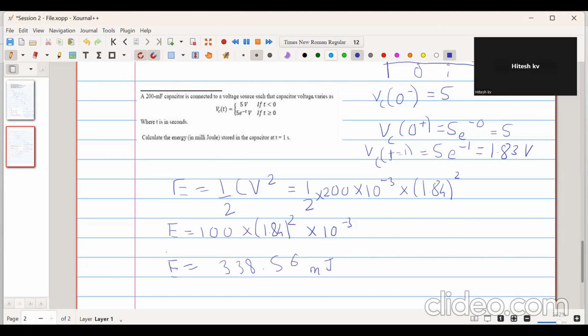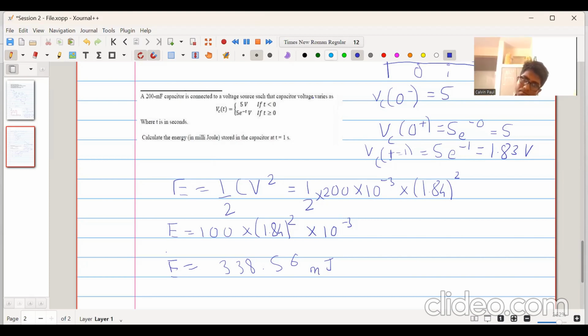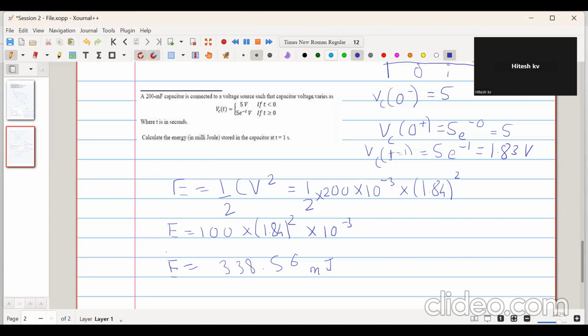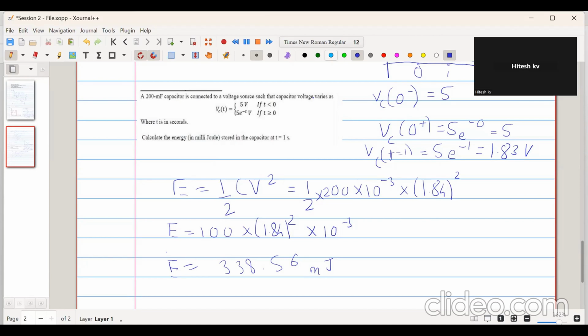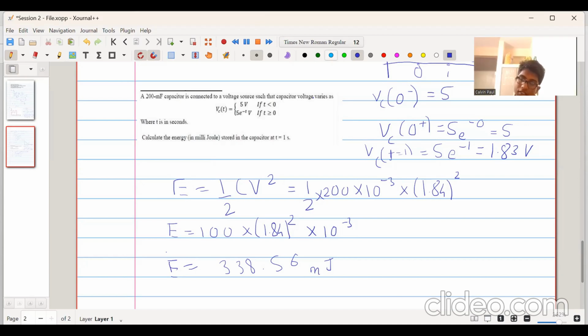So let's say we are at the scenario where t is less than 0. What will be the energy stored? Is it 1 by 2 C into 5 square? Yes. So will we not consider that energy at t equals 1 second? No, with that energy, we will not consider.